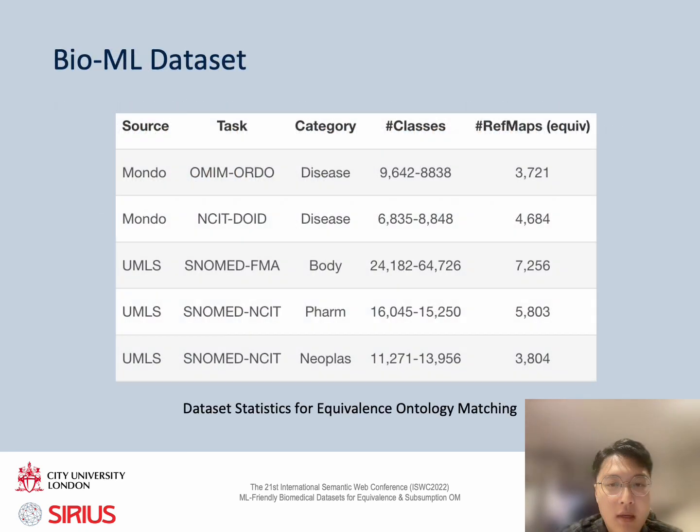This is to mimic the case when a small portion of mappings can be provided by human experts. As a result, we generate 5 ontology pairs. 2 of them come from Mondo, and 3 of them come from UMLS. The category of each pair is shown in the middle column, followed by the number of classes in each input ontology, and then the number of reference mappings for equivalence matching.